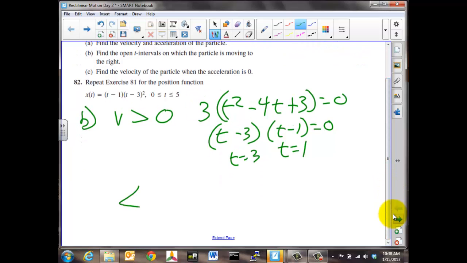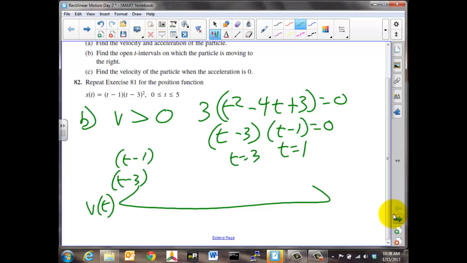We'll create a sign line for our velocity. Our two factors are t minus 3, t minus 1. I'm going to write 3 up here because it is a factor, even though it's not going to play into it. We've got 0, 1, 3, 5. Where did I get 0 and 5 from? Original problem said between 0 and 5. Do I have to worry about to the left of 0? No. So I just need a number between 0 and 1, like a half.